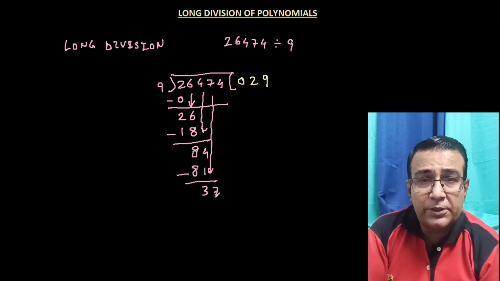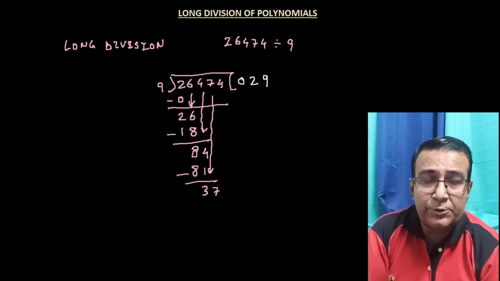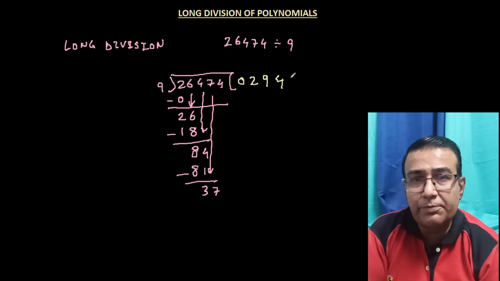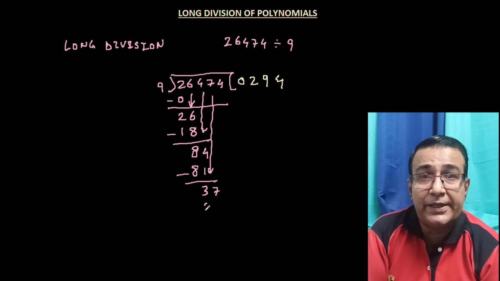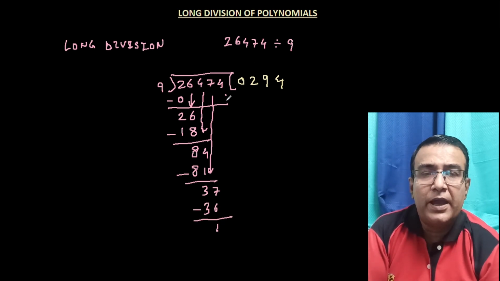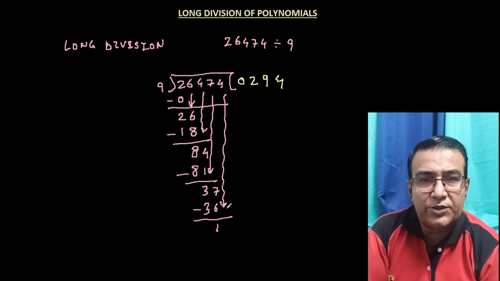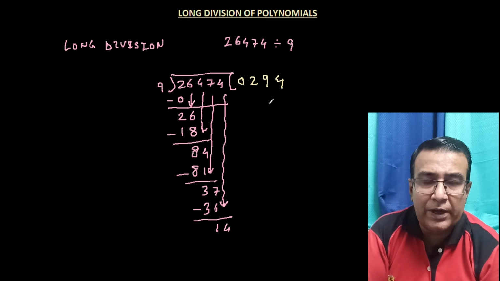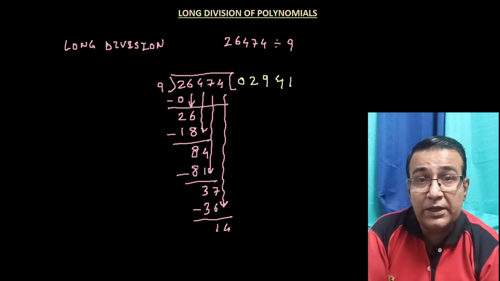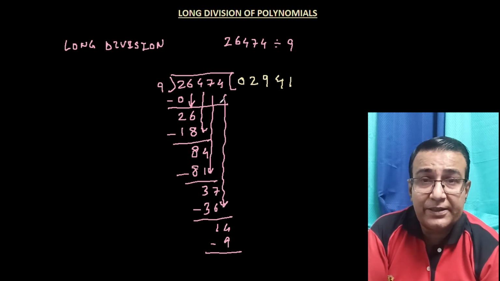So 9 goes into 37 4 times, 4 goes in the quotient. Then multiply the quotient by the divisor. 4 times 9 gives us 36. Subtract that from 37 to get a remainder of 1, and bring down the last digit, which is 4. So that gives us 14, and 9 goes into 14 one time. So the quotient 1 multiplied by the divisor 9 gives us 9, and we subtract that from 14 and we get 5 as the remainder.